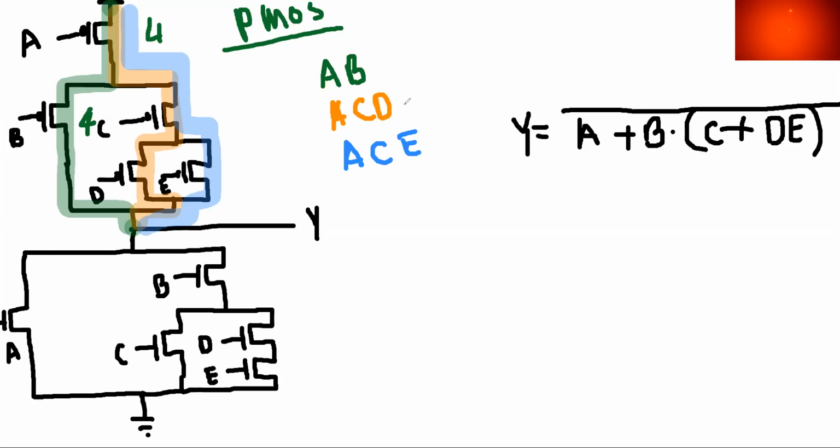Now think about the orange one. How many MOSFET do you have? 3. So 2 times 3, that means 6. This will be 6, this will be 6. See this one here. You got a problem, right? Different sizing at different times.